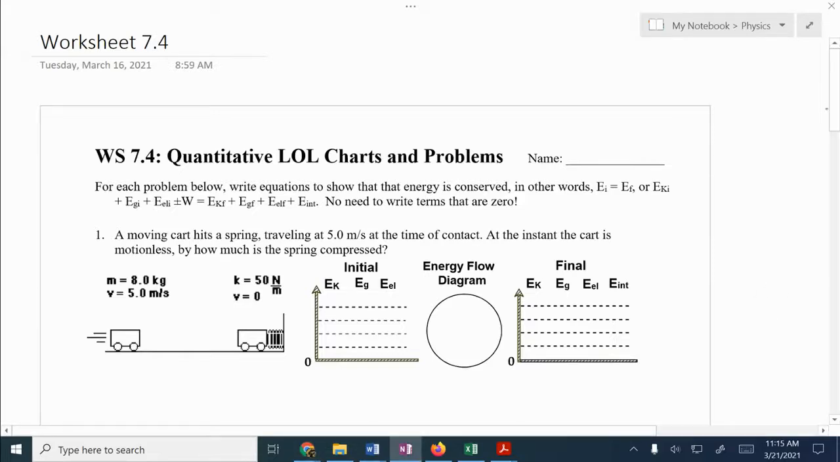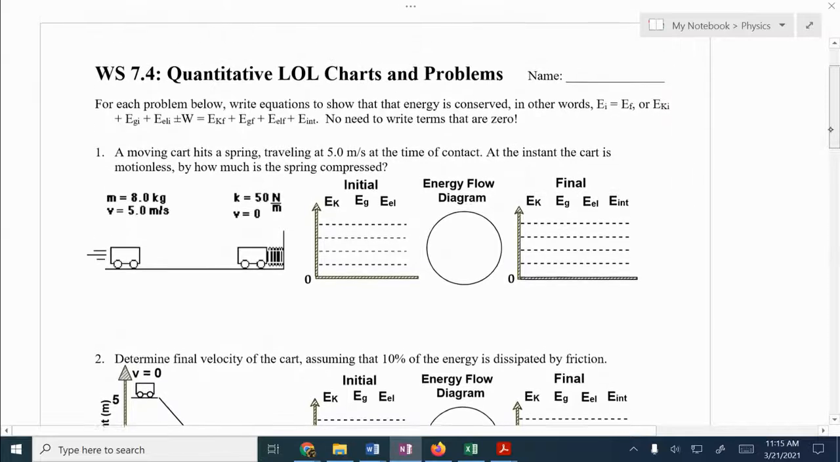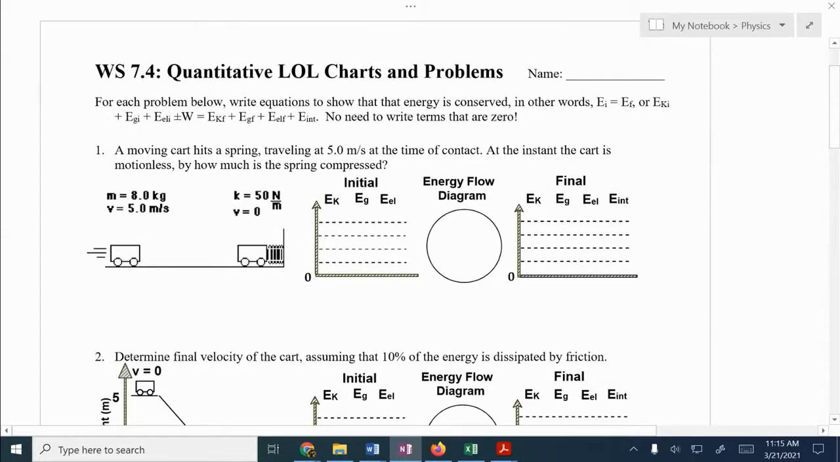So let's see here. Let's start things off. The main idea of this worksheet is to basically practice taking the energy bar graphs and writing equations for those. That's the big idea here. As we start off with number one, the first thing you want to do is take a look at each situation and try to figure out what kinds of energy are going on.